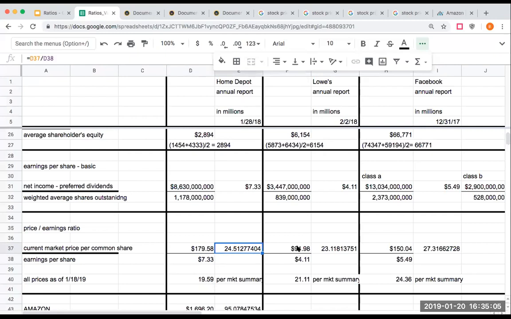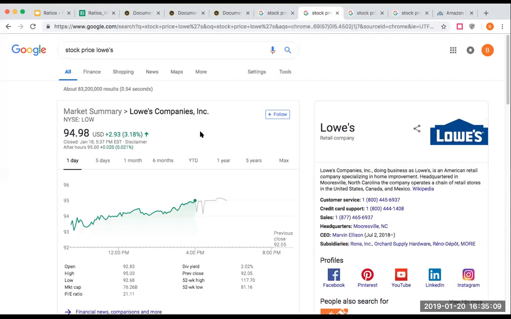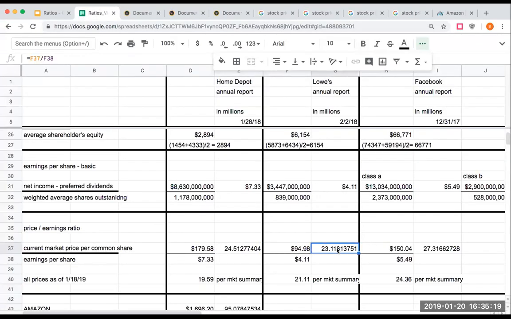If I did it for Lowe's, Lowe's had a current stock price as of January 18th, 2019 of $94.98. And so here for Lowe's, it has a P/E ratio of 21.11. We're relatively close on that, or it's about 23.11, and we were at 23.11 again. We're using older financial data.